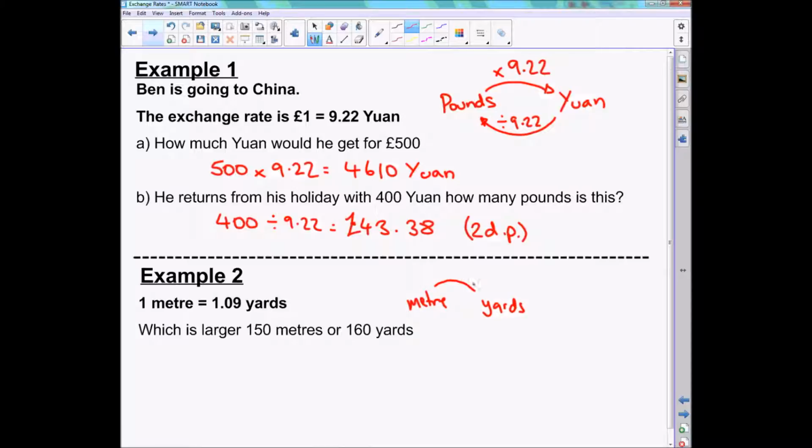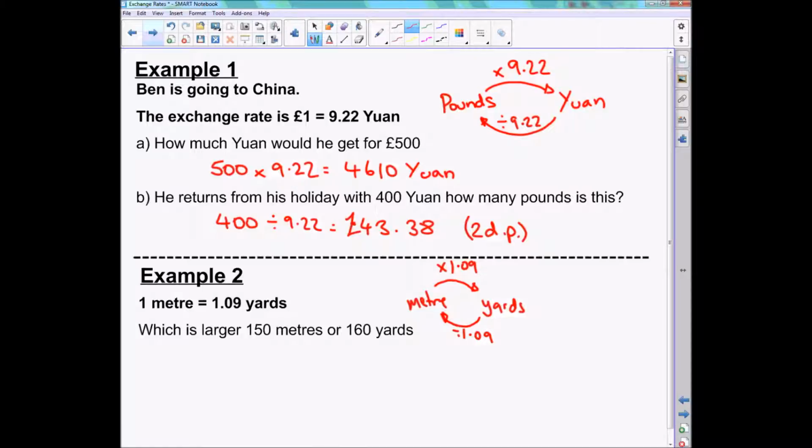So to go from meters to yards, I need to times, because meters is the one that has a 1 on it, and I'm going to times by the conversion rate, which is 1.09. To go back from yards to meters, I need to divide by it, do the inverse, divide by 1.09. So now I can start my question. Which is larger, 150 meters or 160 yards?